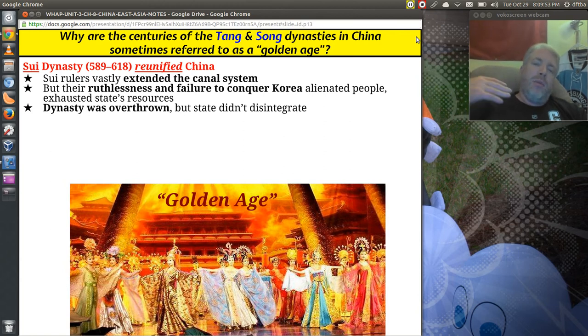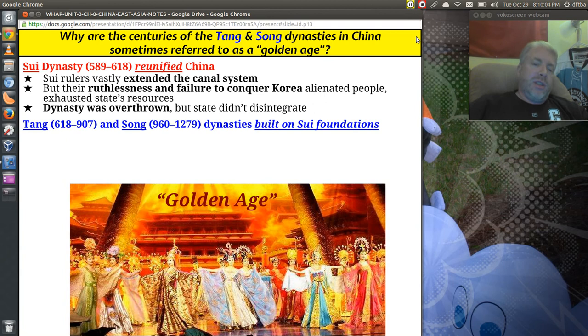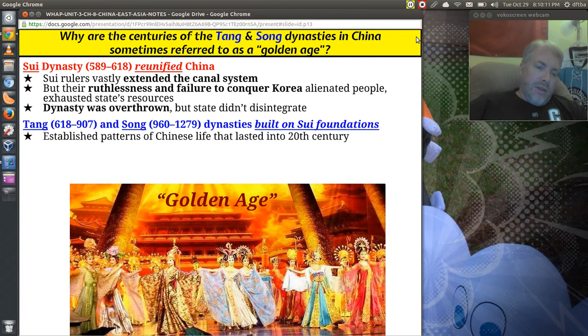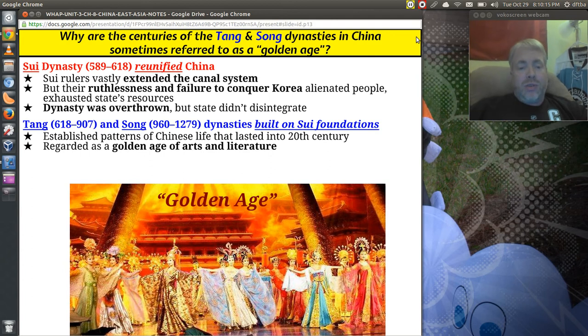And remember what I said about the emperors who forced people to build the canal and how they weren't really compensated very well and weren't very happy. That was part of the story as well. So the Tang and Song dynasties of China were built on the Sui foundation, established patterns of China and Chinese life that last well into the 20th century. And that's one of the reasons why China is such a continuous, long empire. And they regard this time period as a golden age of art and literature, the Tang and Song dynasties.